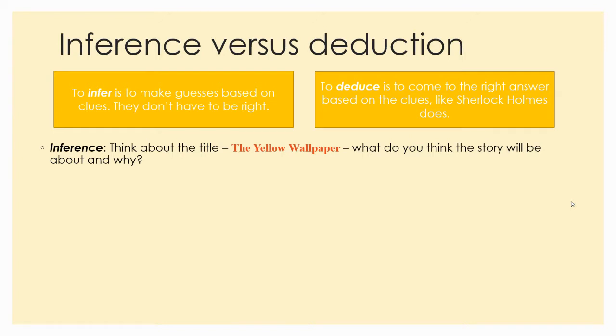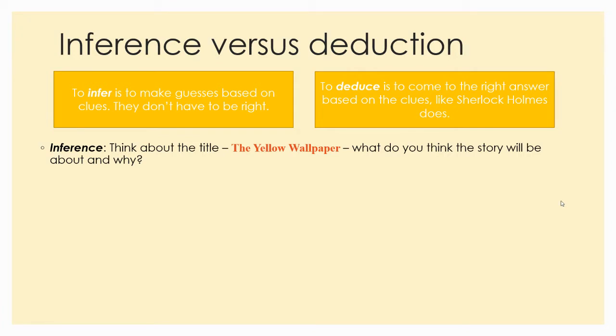Welcome back. You could infer loads of things. What does the colour yellow suggest to you? Happiness, perhaps. Often yellow obviously is a sunny colour. Wallpaper could be set in a home. Could be about decorating. Who knows? You're guessing. You shouldn't have to know yet.